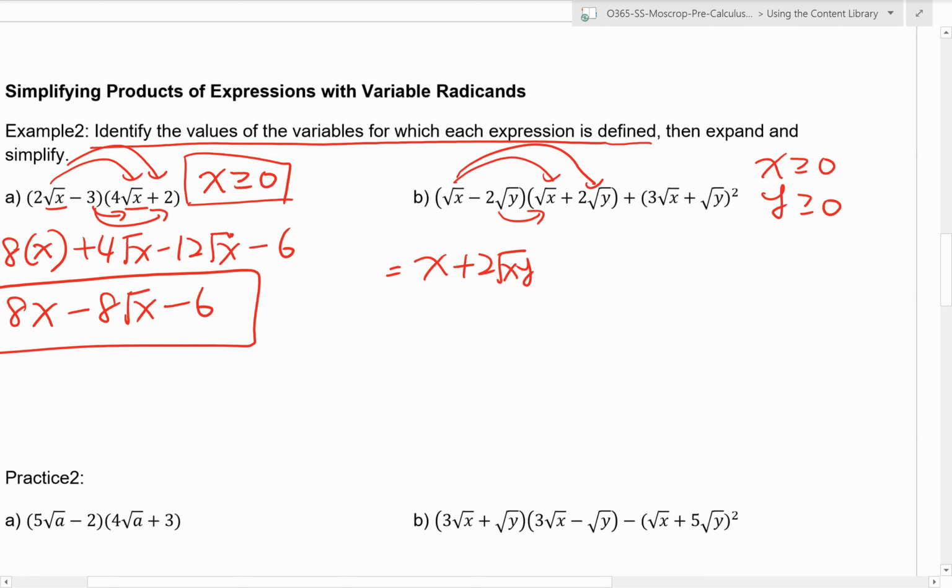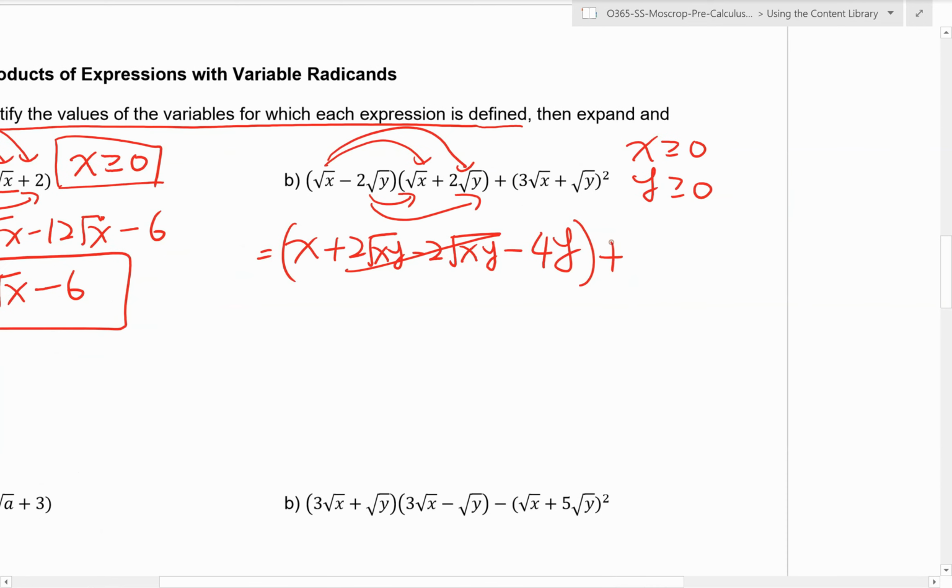Oh, here we go. Difference of squares. I didn't even realize that. But anyway, I'm going to multiply anyway because I did it already. They're going to cancel out, as you can see. 2 root xy minus 2 root xy is 0. We have negative 2 times 2 is 4, y. Square root of y times square root of y is just y.